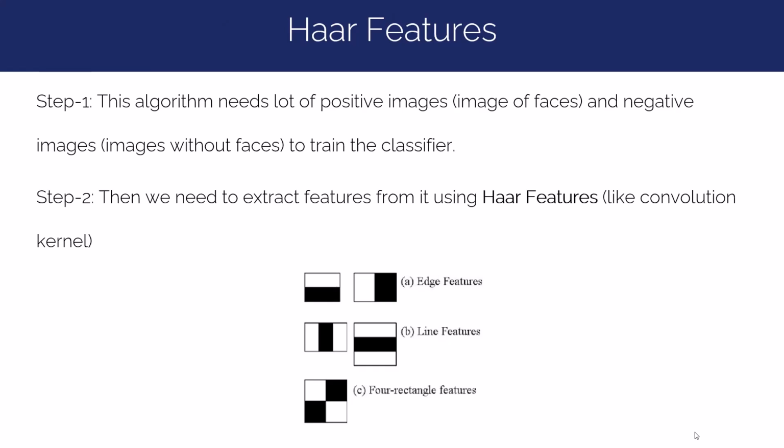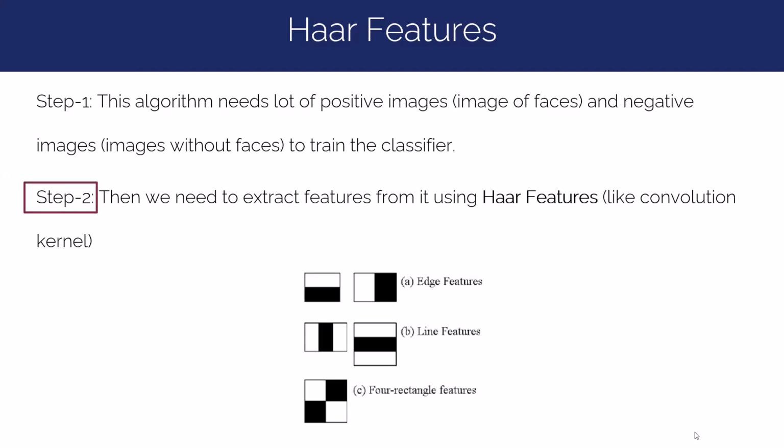This Viola-Jones algorithm can be applied to any kind of object detection. However, our interest here is on face detection. So let's look into the face detection perspective. The algorithm needs lots of positive images and negative images. That means positive images are images with faces and negative images are images without faces.